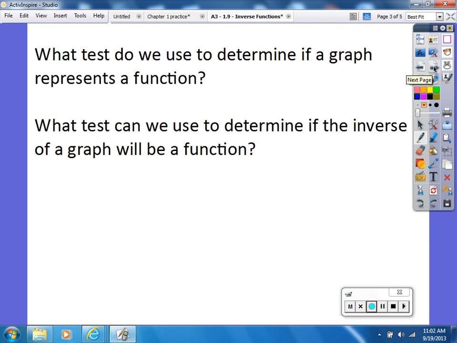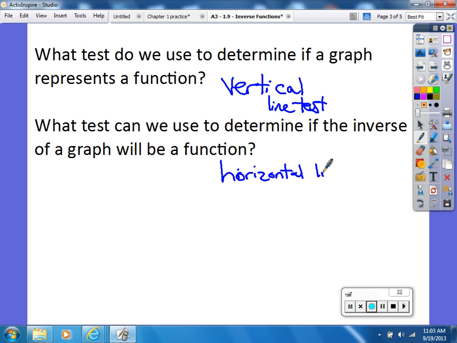What test do I use to determine if a graph is a function? Just this. Vertical line test. That's a key thing right there. Vertical line test. But how do I know if the graph has an inverse function? How do I know if it has an inverse function? Horizontal line test.